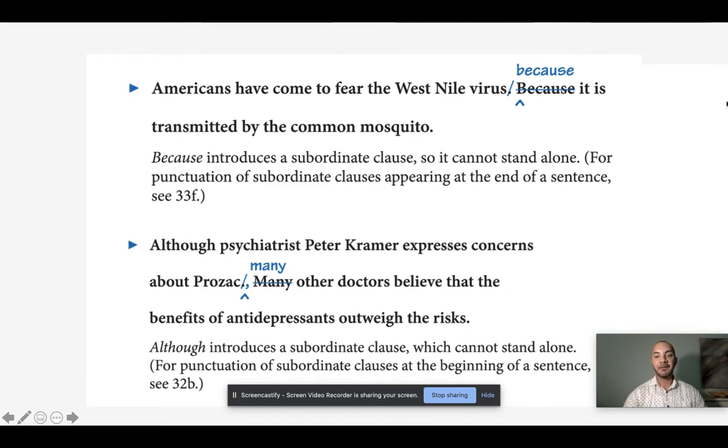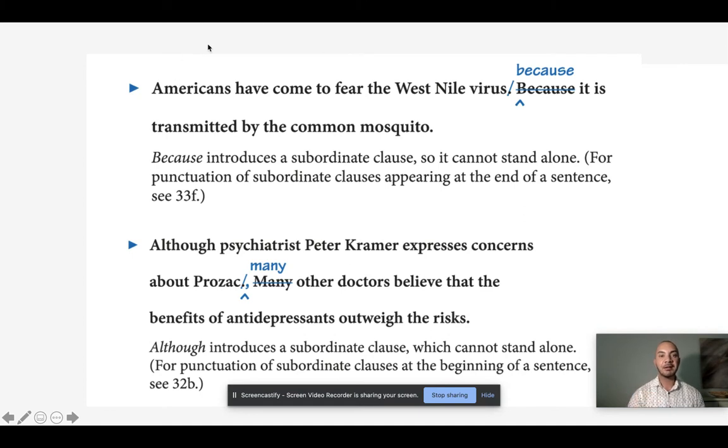So let's take a look at how to fix some of these sentences that begin with subordinating conjunctions. Americans have come to fear the West Nile virus. Because it was transmitted by the common mosquito. The first sentence is fine.